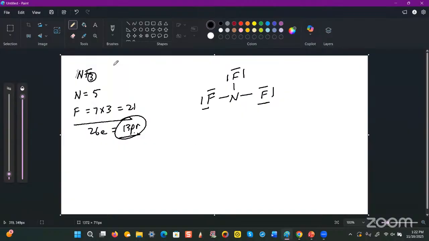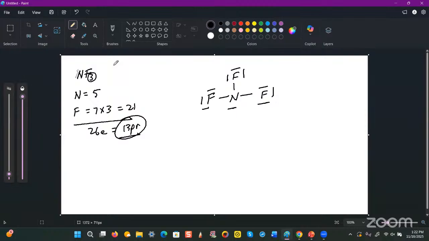We have 1 pair left over because remember we have a total of 13. So the question is, where will that extra pair end up? And that is right here. That would be the Lewis structure for nitrogen difluoride. All right? Any question about this?